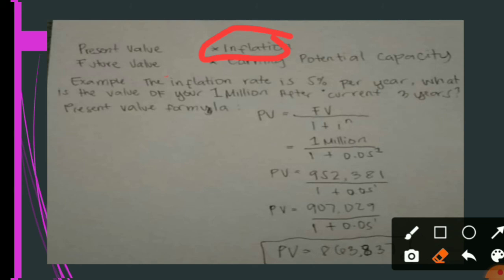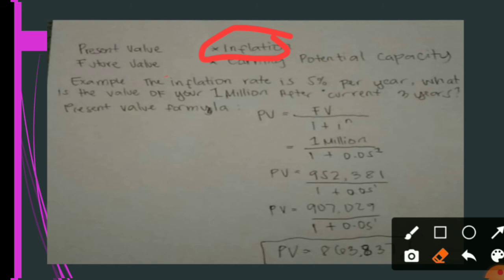Bakit 1? Kasi nag-assume tayo ng 0 year. So, ang lumabas, ang present value natin sa 1 year current is 952,381. So, yan na yung 1 year current natin.